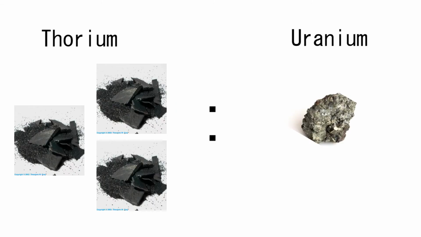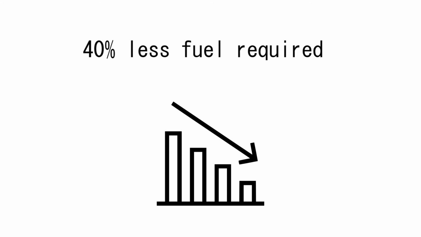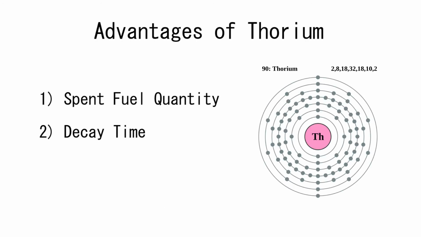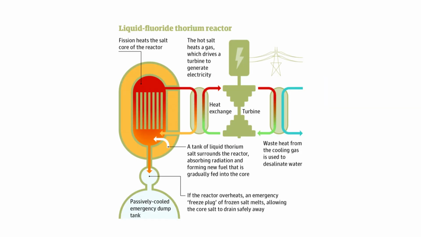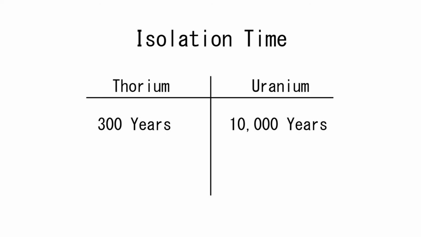Another option is to use thorium as a fuel source in place of uranium. Thorium is 3 times more abundant in Earth's crust than uranium, and reactors could see up to 40% decrease in fuel requirement. The main advantage of thorium regarding waste is the spent fuel quantity and its decay time. There is roughly 2/3 less waste product compared to uranium. Additionally, the waste product only needs to be in geological isolation for roughly 300 years, which is significantly smaller than the 10,000-year isolation time required for uranium waste.